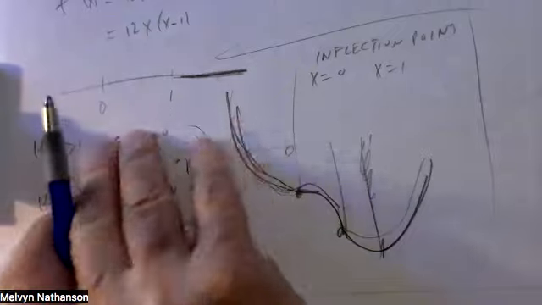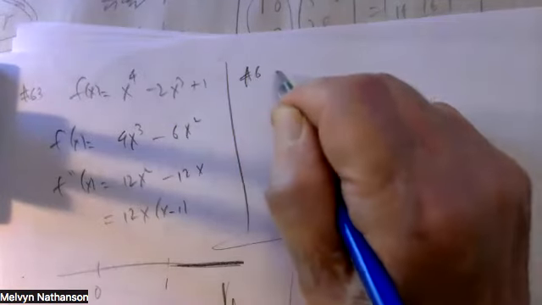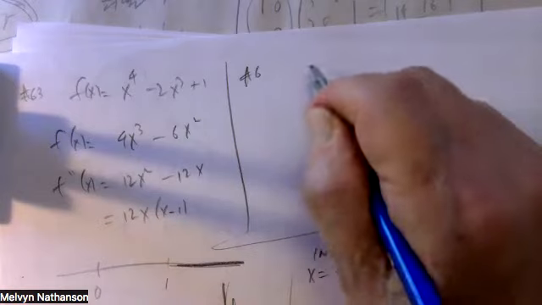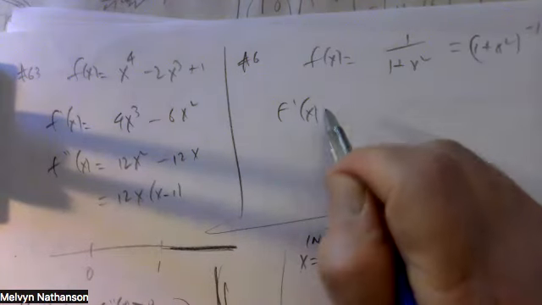Let's look at another one, maybe more interesting. Suppose this is number 66. Suppose I have the function f of x equals 1 over 1 plus x squared. The first derivative, so this is like 1 plus x squared to the minus 1. So by the chain rule, the first derivative is minus 1 plus x squared to the minus 2 times 2x. Or it looks like minus 2x over 1 plus x squared squared.